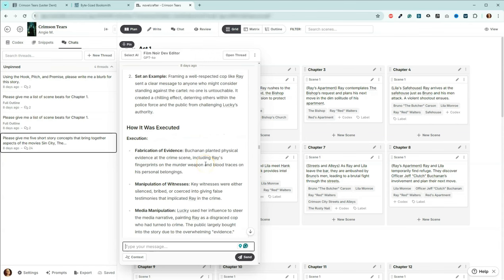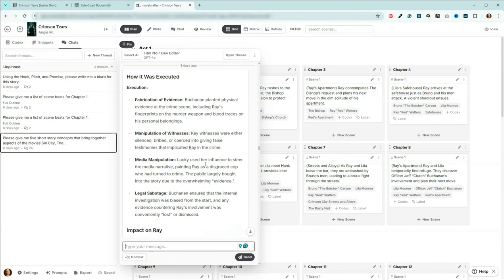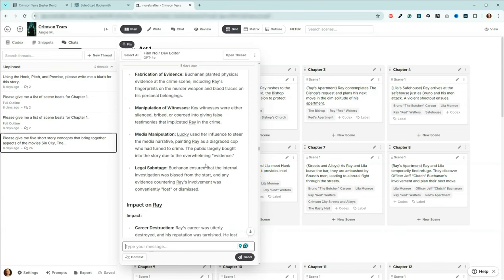And then it also tells us how it was done, which I thought was really cool. Fabricating evidence, manipulating the witnesses. They manipulated the media, as well as sabotaging the internal investigation. So that was really kind of cool as well.